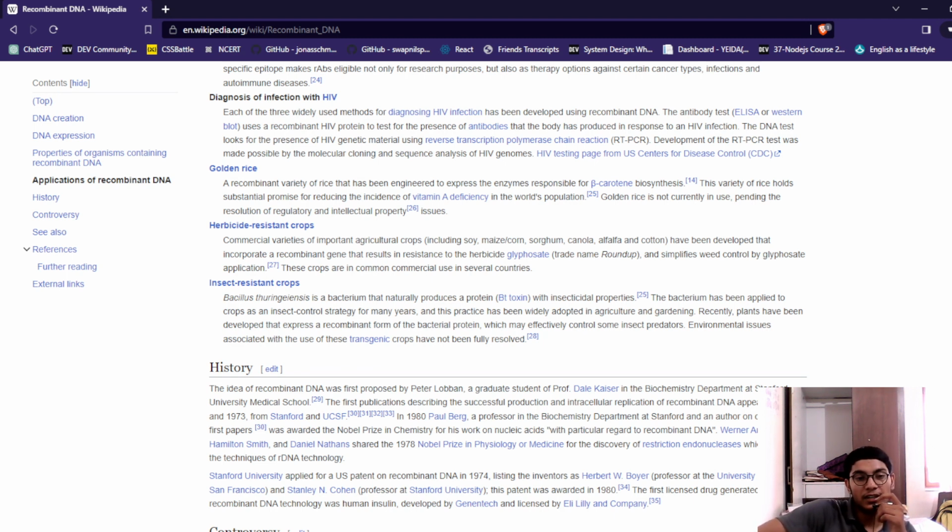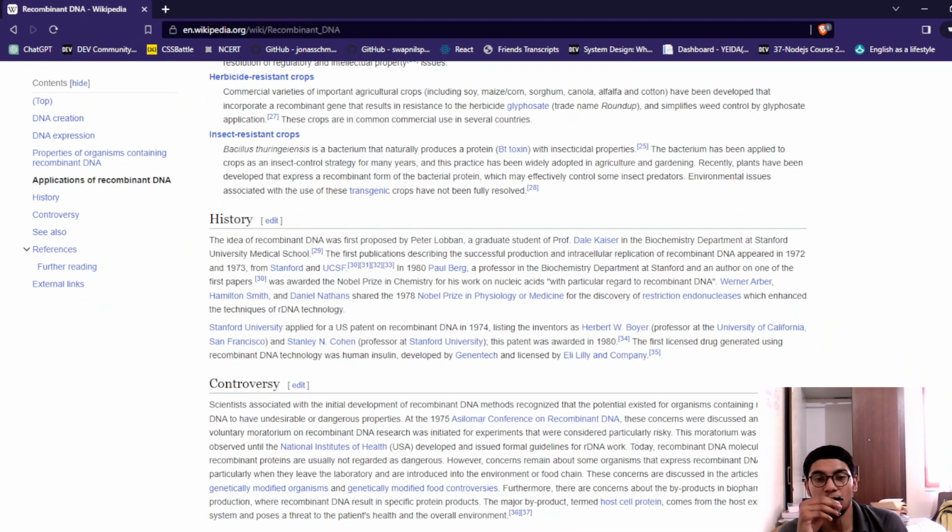History. The idea of recombinant DNA was first proposed by Peter Lobban, a graduate student of Professor Dale Kaiser of the Biochemistry Department of Stanford University Medical School. The first publication describing a successful production and intracellular replication of recombinant DNA appeared in 1972 to 1973. In 1980, Paul Berg, a professor of the Biochemistry Department of Stanford and author of the first paper, was awarded the Nobel Prize in Chemistry for his work on nucleic acids, with particular regard to recombinant DNA.